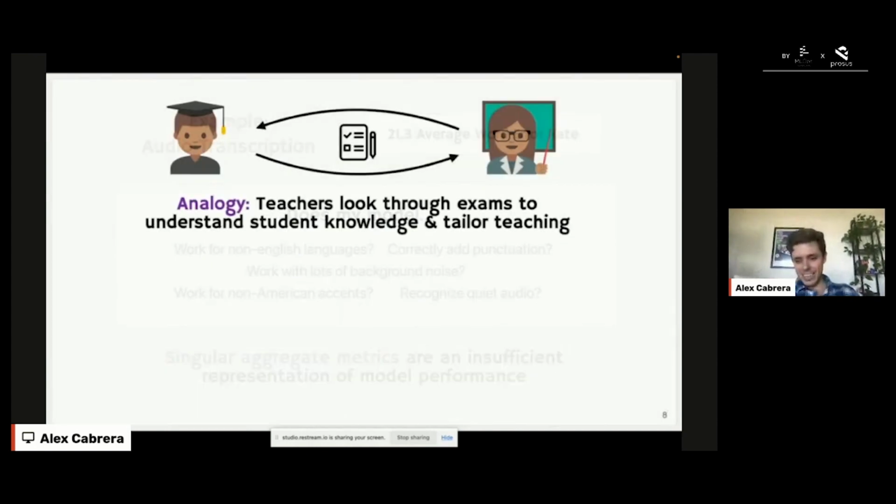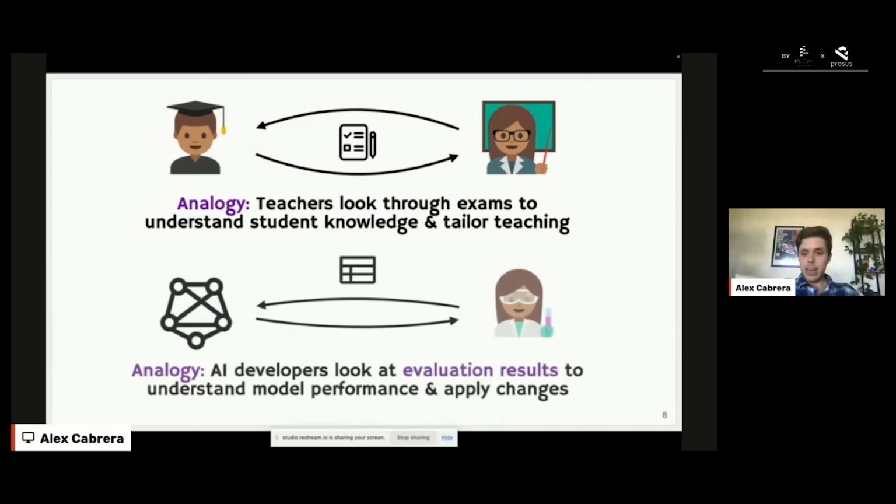I have a little analogy that I'm testing out here, see if it lands or works, about teachers and students. When a teacher is trying to evaluate how well a student knows a subject, they'll give them an exam, have them fill it out, and they get the exam back. And they can actually look through the exam to see how the student did reasoning or tried to solve a certain problem, or what types of questions the student's getting wrong, so they can tailor and improve their teaching. Developers do something similar with their LLMs.